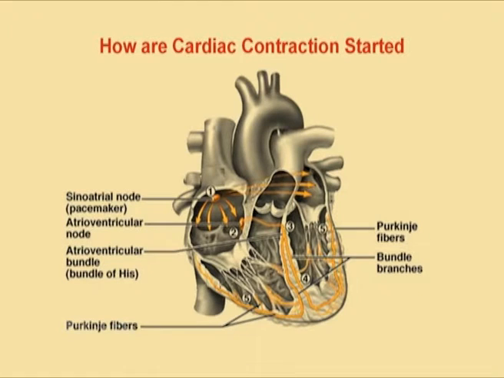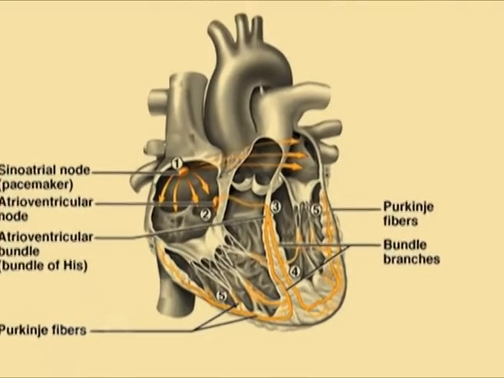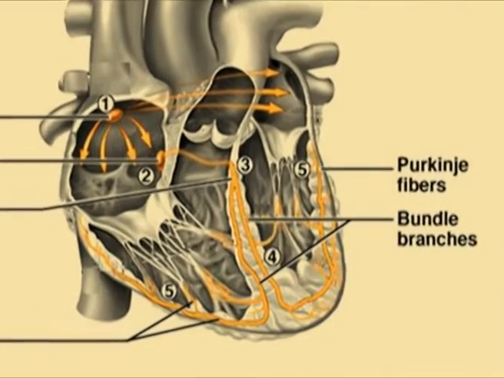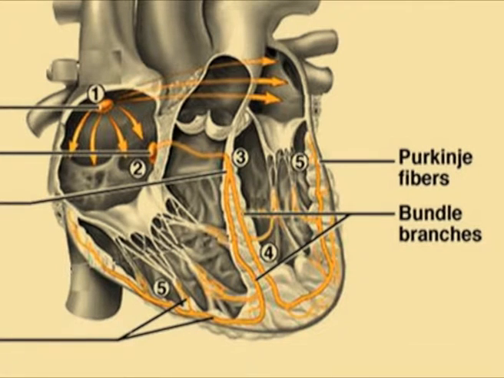Then there are the number 3, which is the bundle of His. These bundle of His are located in the interventricular septum of ventricles, and it has got left and right branches which are indicated as 4 and 5, and the Purkinje fibers, the 5 which are present laterally on the wall of ventricles. All these help in conduction of the nerve impulse in the entire heart.